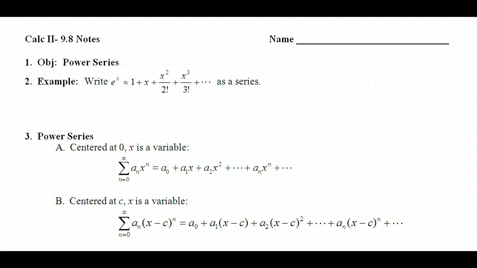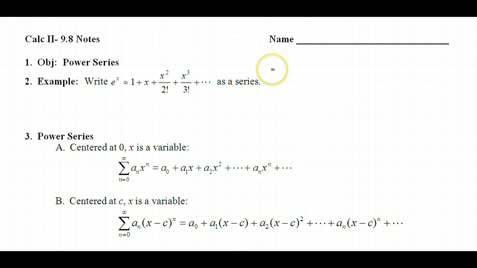Good morning. Today we have section 9.8, and with this section what we want to do is write a power series. So with the series you're creating that summation notation. A quick example just to have an idea of what we're going to try to do is we want to write e to the x, which as a polynomial we were able to write as 1 plus x plus x squared divided by 2 factorial plus x cubed divided by 3 factorial. We want to write this as a series.